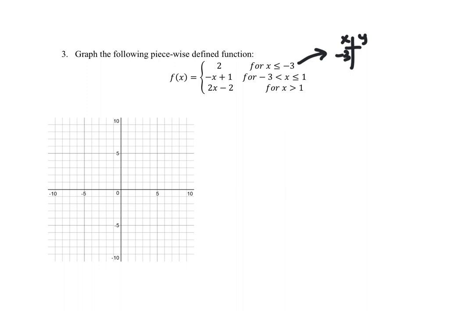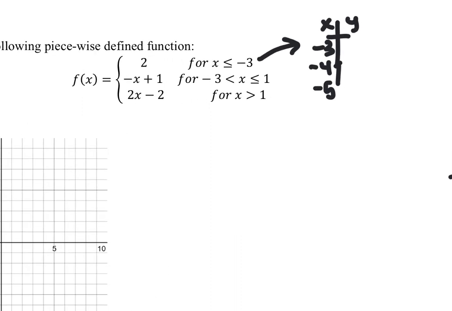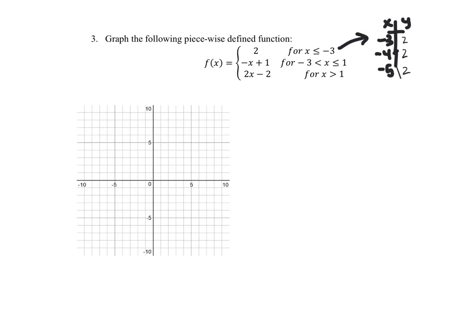3, and then less than that, we could do negative 4, negative 5. Now, you plug these values into this piece of the function, but the only output value that's possible there is 2, so all the output values are going to be 2. So we have negative 3, comma 2, negative 4, comma 2, negative 5, comma 2, with a closed circle at negative 3, comma 2, and it points to the left, because that's less than negative 3.